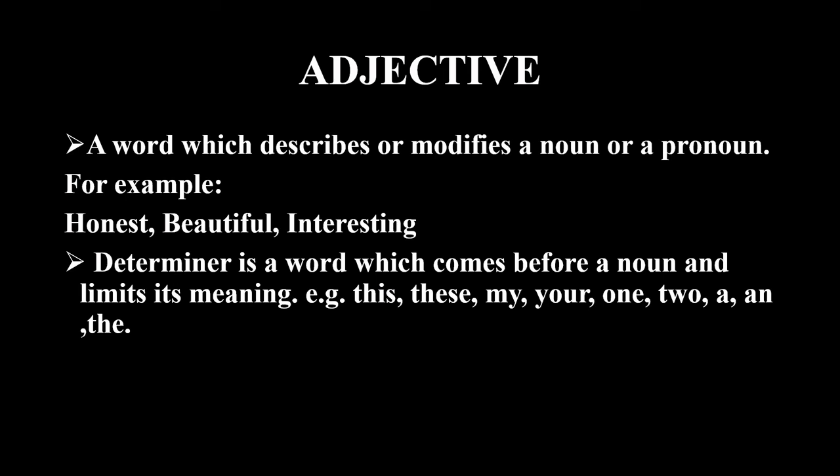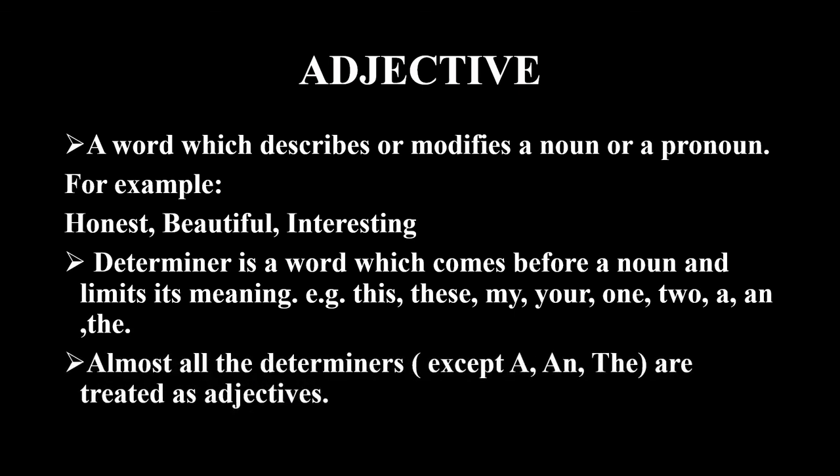So all the determiners in the English language are classified as adjectives, but with an exception. There are three determiners, a, an and the. Except these three, which are called articles, as you all know, all of the determiners are also treated as adjectives in the English language.